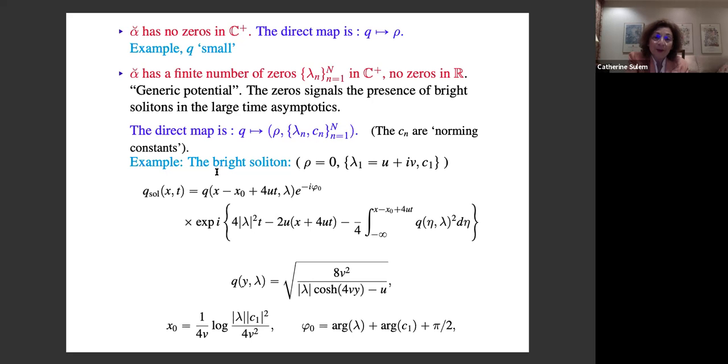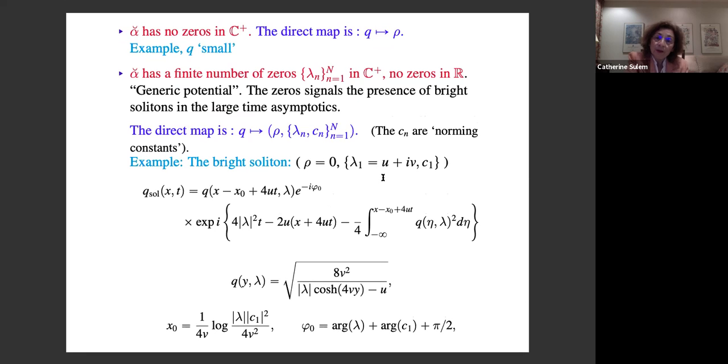So for example, if Q is the bright soliton that I presented earlier, its scattering data are rho equals 0, it's called reflectionless, and it has only one zero, lambda 1, and one constant C1. So that makes 4 parameters because lambda 1 is complex, C1 is complex. These 4 parameters are related to the 4 parameters of the bright soliton that I showed earlier.